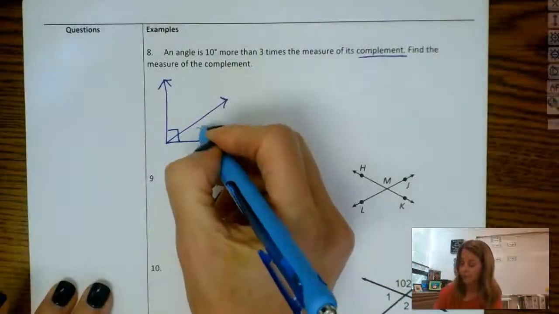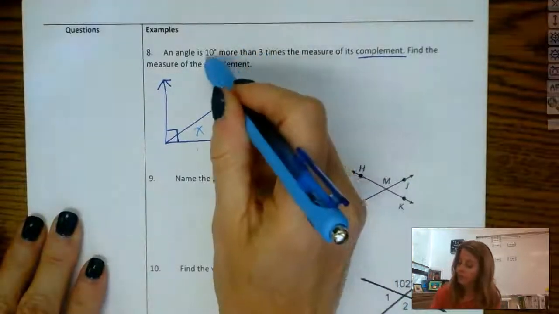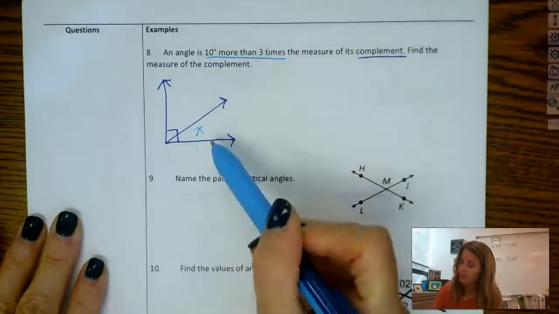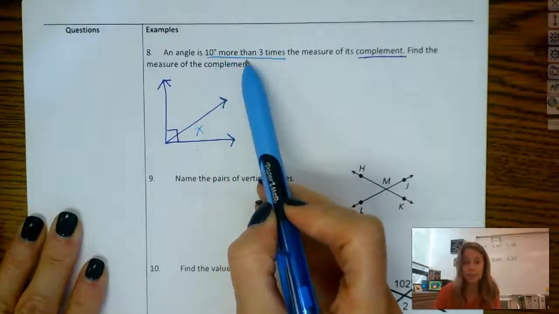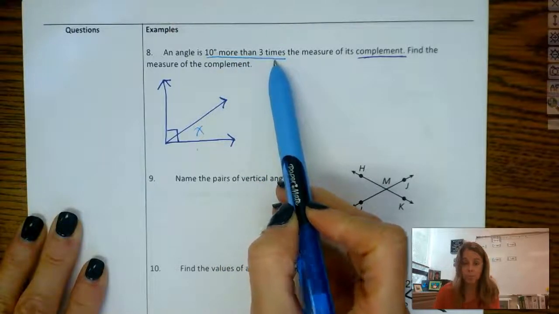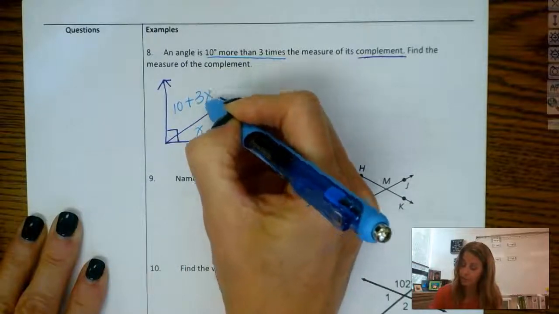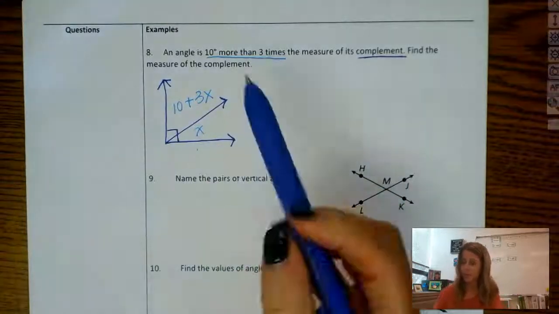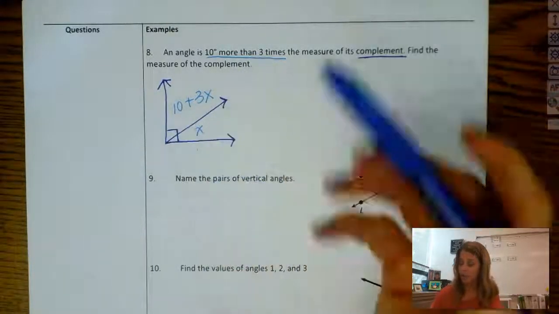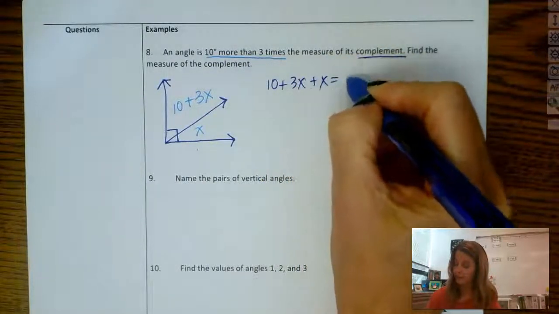So let's go like this. Let's just pick one of the angles and put x on it because we don't know either, but that one is going to be our first angle. So I'm going to represent that with an expression here. 10 more than would be 10 plus. 3 times is multiplication. So 10 more than 3 times the complement, so 3 times x, because these two are complementary. Now I can write an equation. Add this one plus this one will give me my 90. So I've got 10 plus 3x plus x equals 90.